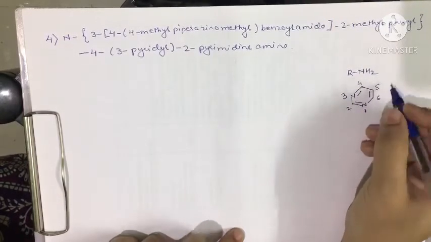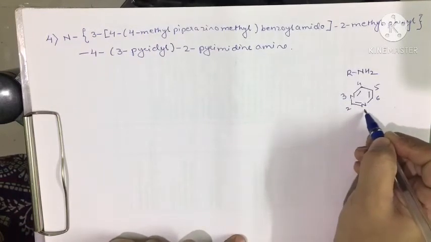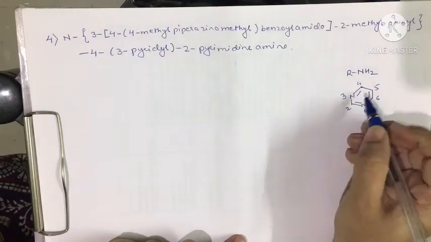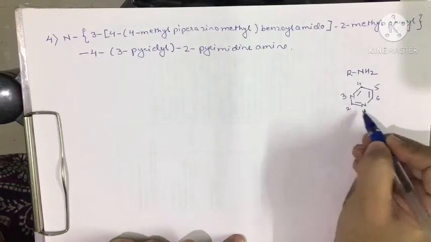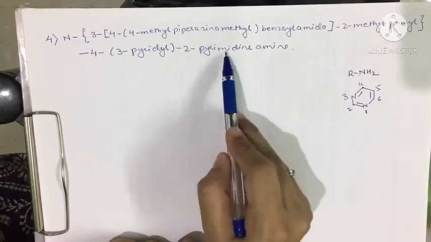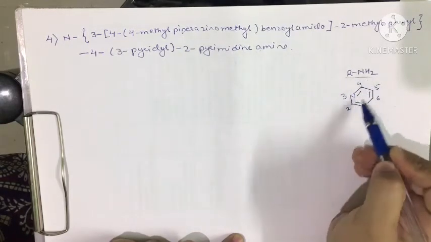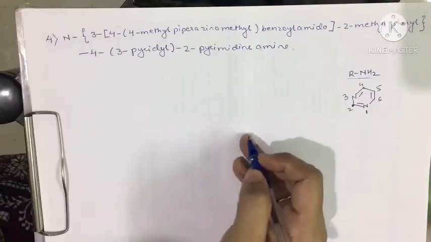We number it in such a way that one of the 2 nitrogens is numbered as 1, and the other nitrogen gets the least possible number. So this is 1, 2, 3. So this is a pyrimidine. Now 2-pyrimidine amine means the amine group is present at this second position. So let us write down the structure.